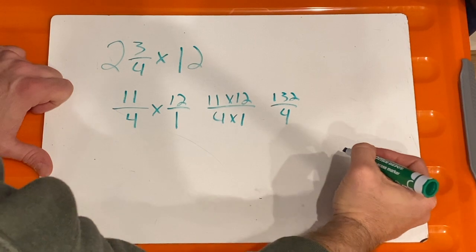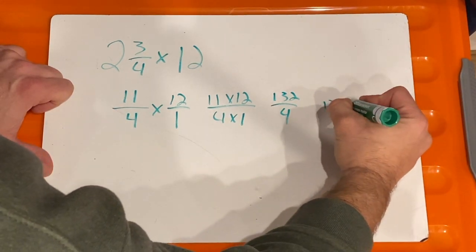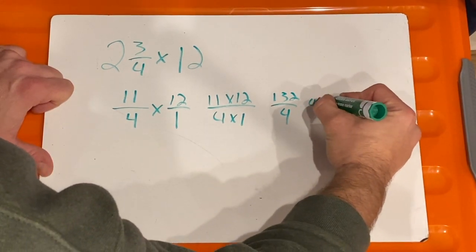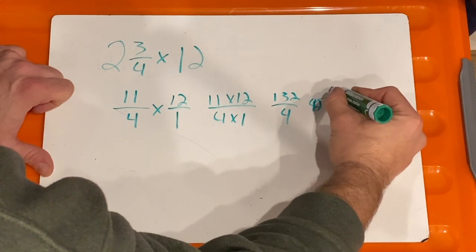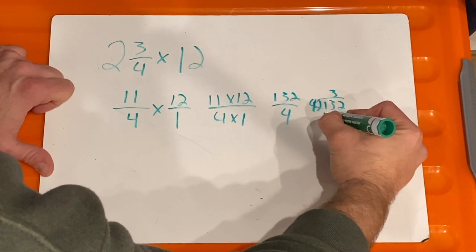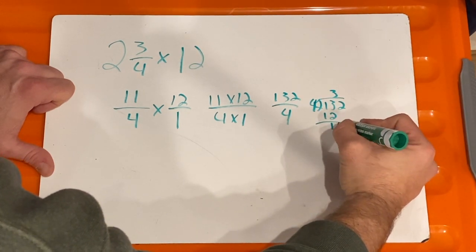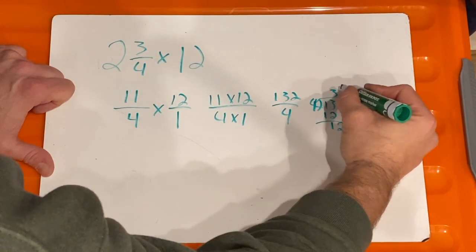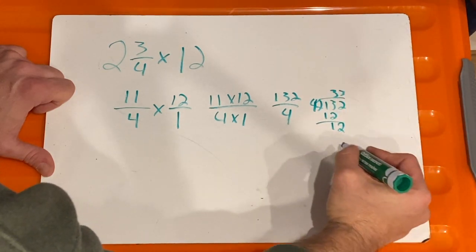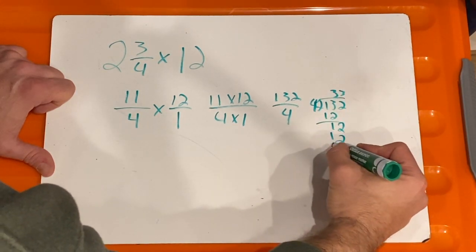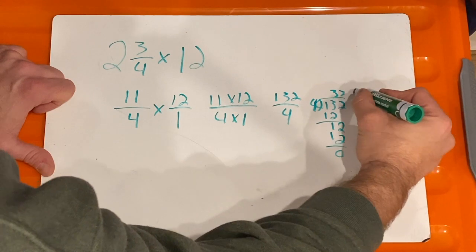which you can then simplify by dividing 132 by 4. 4 goes into 13 3 times for 12. Subtract, we get a 1. Drop our 2 down. 4 goes into 12 3 times. So 132 divided by 4 equals 33.